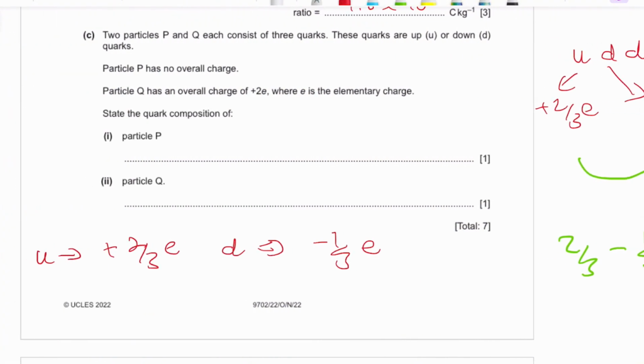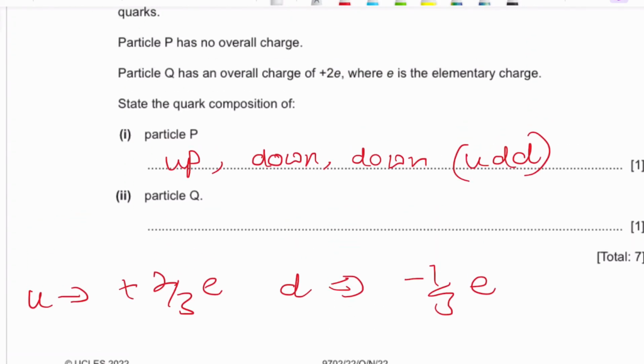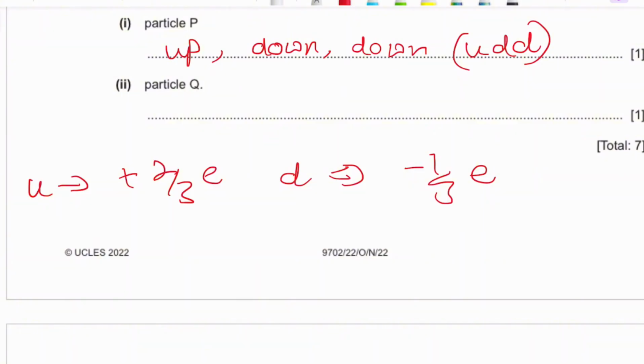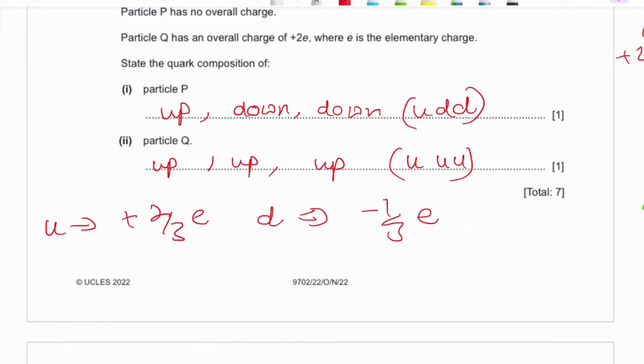So what we need here is an up quark, then a down quark, then a down quark. So it's up, down, down. Then for particle Q, for it to have a charge of 2e, we need an up quark 2 over 3, another up quark 2 over 3, and another up quark 2 over 3. So it's up, up, up. We need all three of those to have a charge of plus 2e.